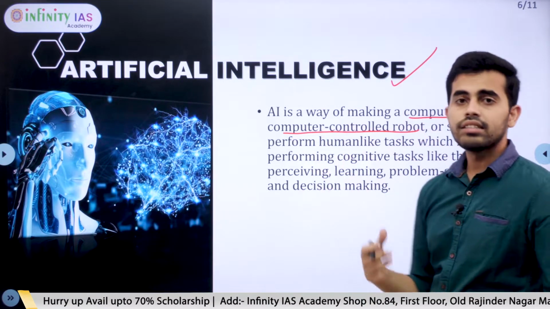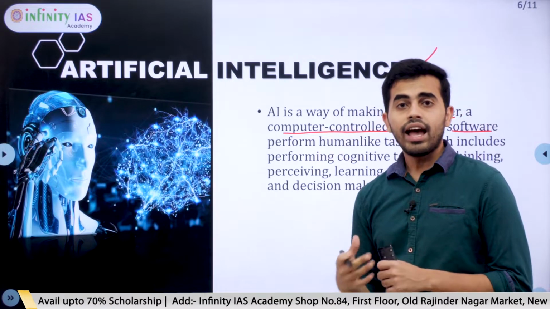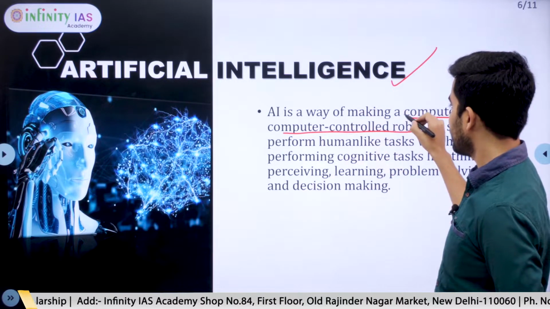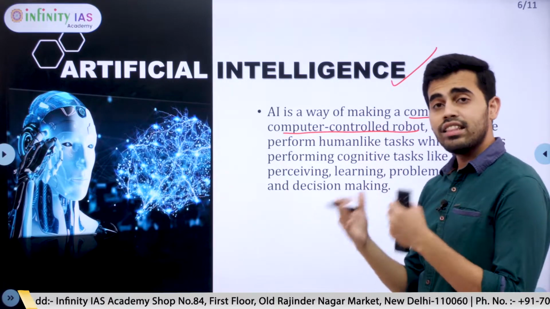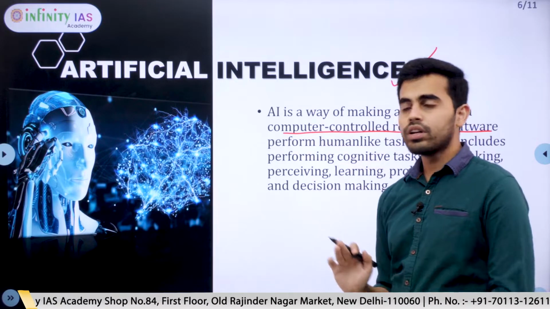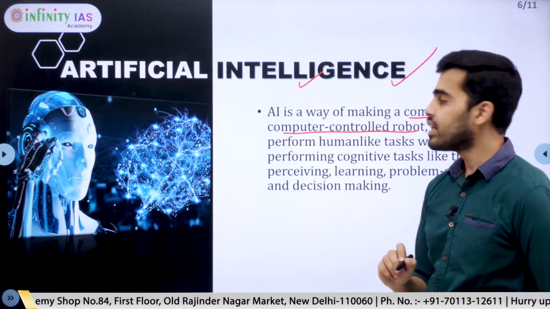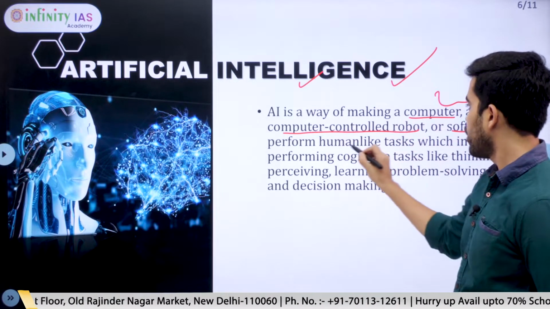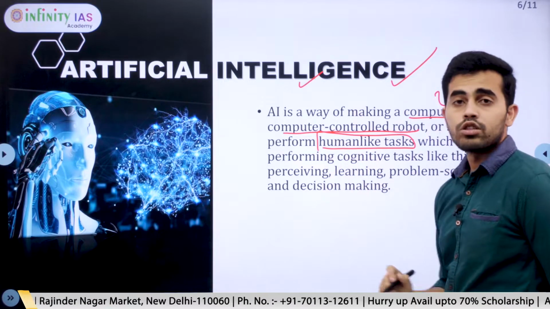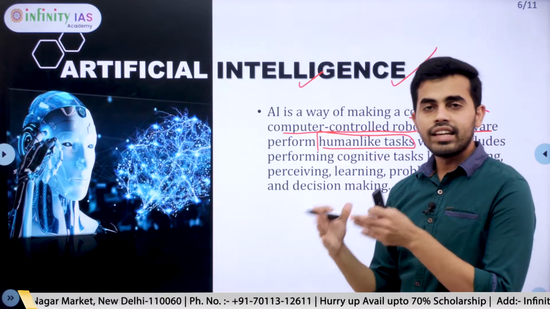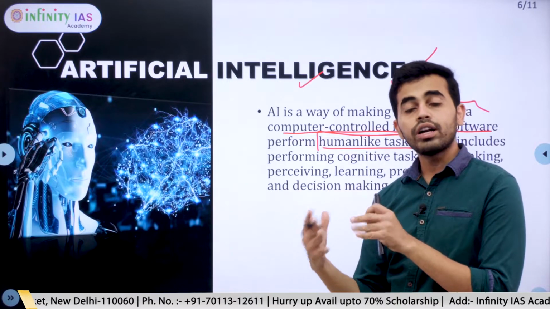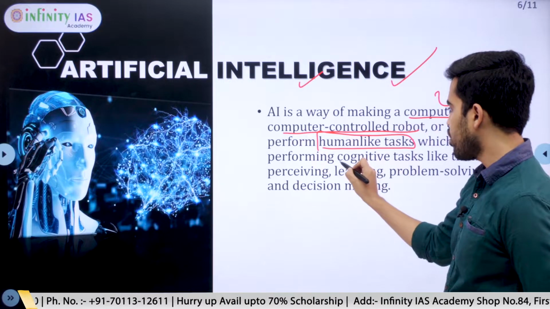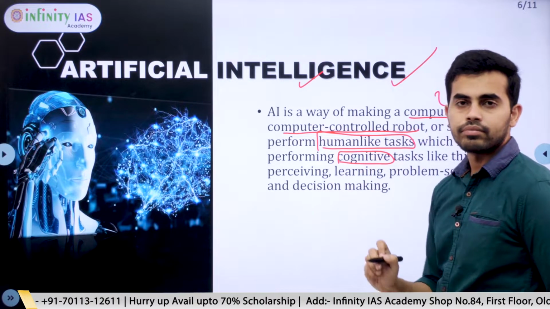We have already seen that robotics has an application with artificial intelligence. So it can either be a robot or even a simple computer that can be called artificial intelligence. Here these things have to perform human-like tasks. So what are the human-like tasks that a machine, a computer, or a robot has to perform to call it artificial intelligence? It has to perform cognitive tasks.